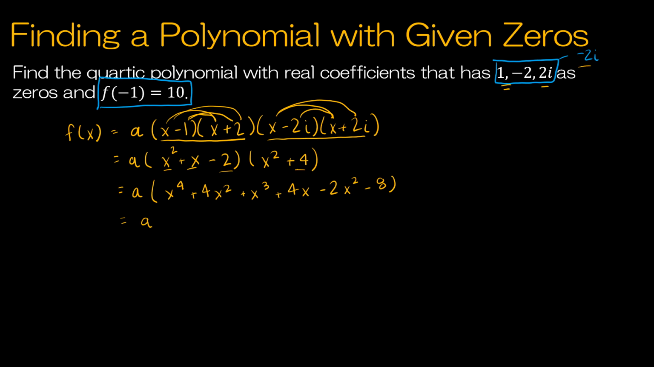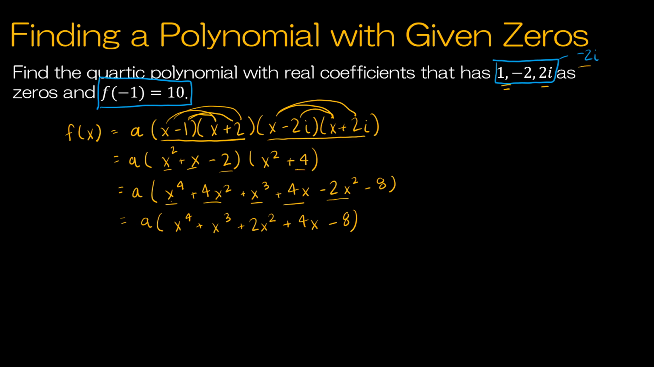Now we're simply going to simplify. So x to the 4th, x to the 3rd. I've got a 4x squared and a minus 2x squared, so I have plus 2x squared. I've got plus 4x, and I have minus 8. Now on our last question, that's as far as we had to go.